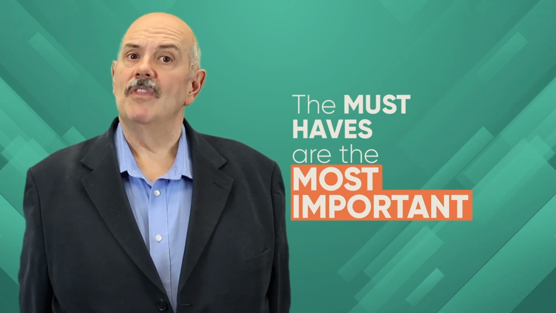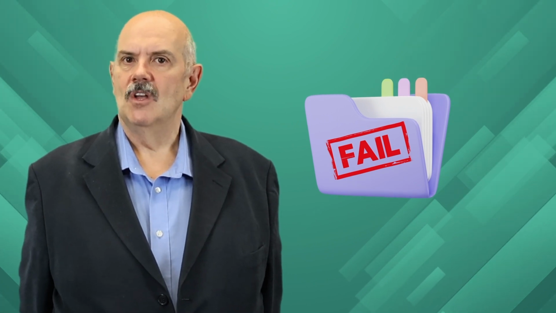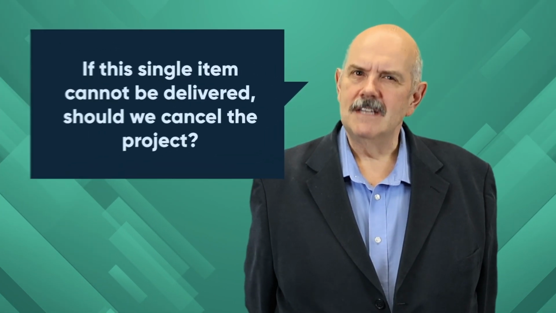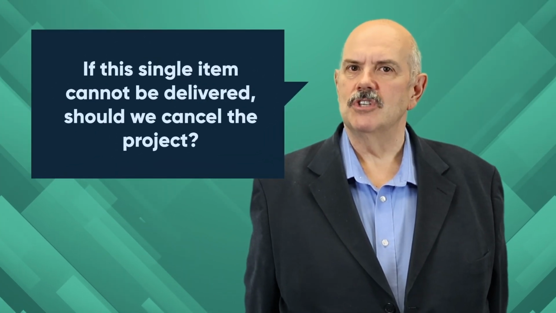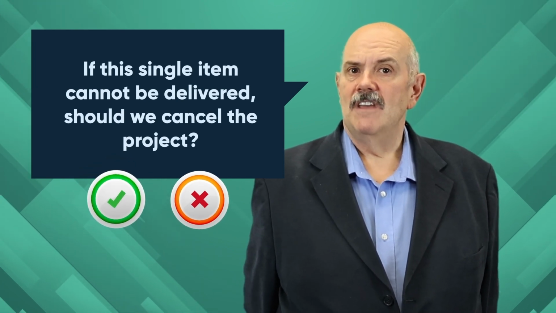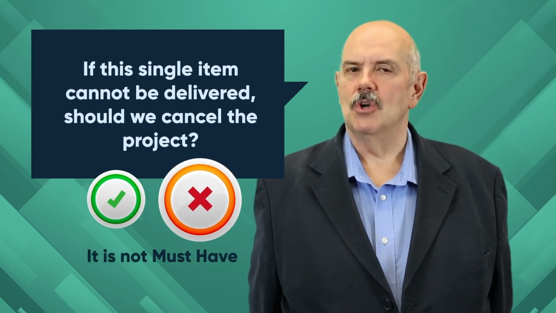A must-have feature is one that if it is not met, will cause the project to fail outright, because the solution created will be completely unusable, unsafe, or illegal. When deciding whether a solution or product backlog item is a must-have, it's important to ask, if this single item cannot be delivered, should we cancel the project? If the answer is yes, then it really is a must-have. If the answer is no, well, we wouldn't cancel the whole project, then however valuable it may be, it's not a must-have. Using this very strict definition, it's quite possible that a project will not have any must-haves at all, and that's perfectly okay, as we will see.